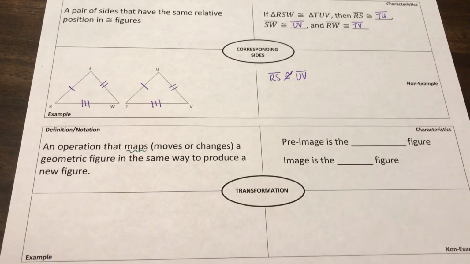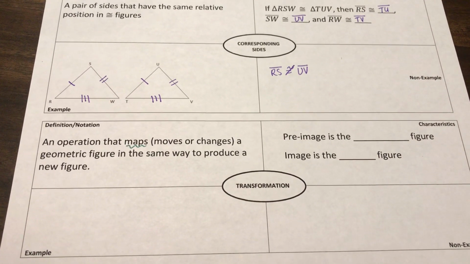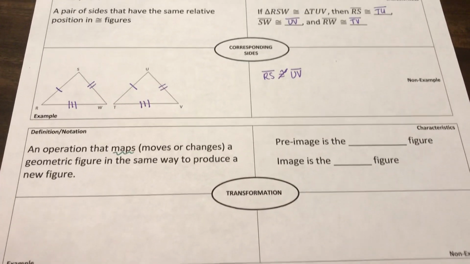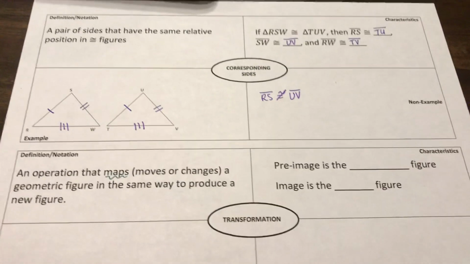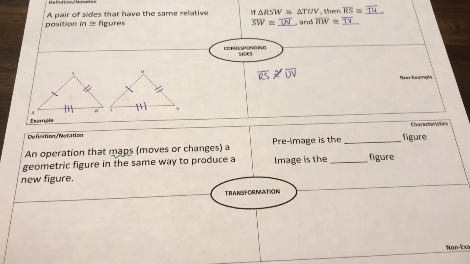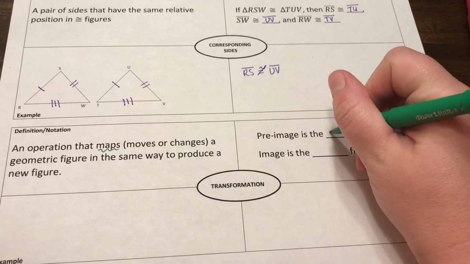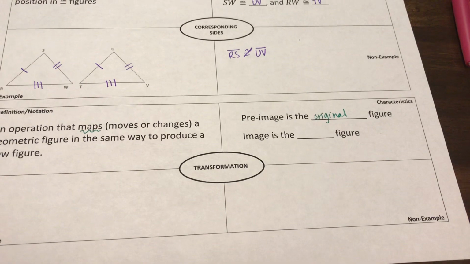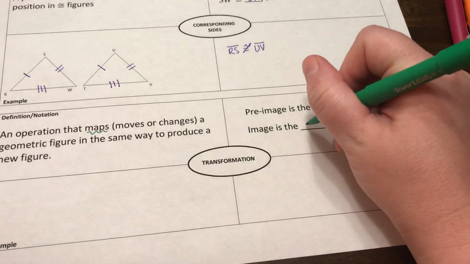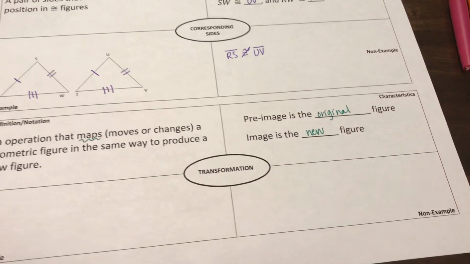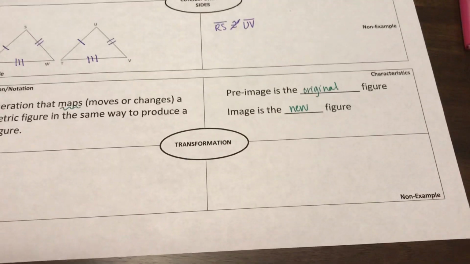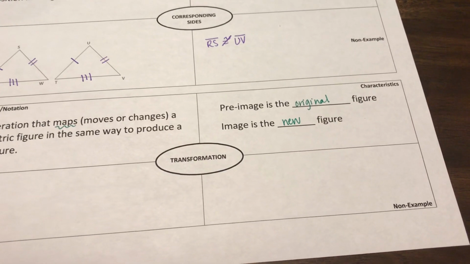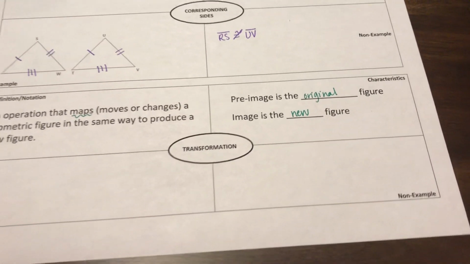Okay, so really it's just looking at one figure and moving it or changing it in a way mathematically to a new figure. That first figure, the original figure, is called the pre-image. Okay, so the figure that you start with is called the pre-image, and the image is the new figure. Okay, and you'll catch me every once in a while talking about the image and the post-image, and that's just not correct. So the pre-image is the one that you're starting with, and the image is the new figure.